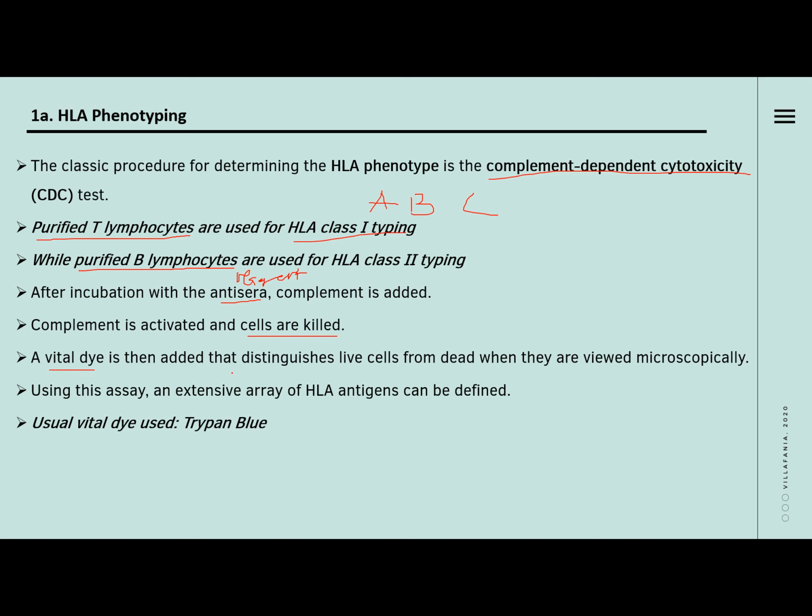A vital dye is then added. When you say vital dye, these are used to stain. Nag-i-stain yan ng mga live cells, mga buhay na cells. It would help in distinguishing between live cells from dead when they are viewed microscopically. Using this assay, an extensive array of HLA antigens can be defined. So kapag mas madaming live cells, how would you know na madaming live cells? The stain is absorbed by the cell or na-uptake niya. So kapag na-absorb yung stain, marami kang nakita na kulay blue, then CDC is ineffective, meaning compatible.